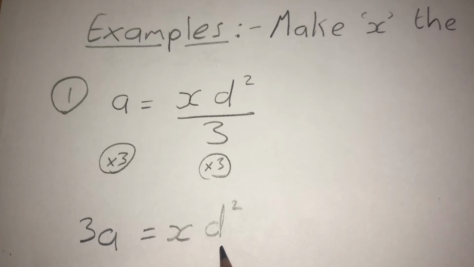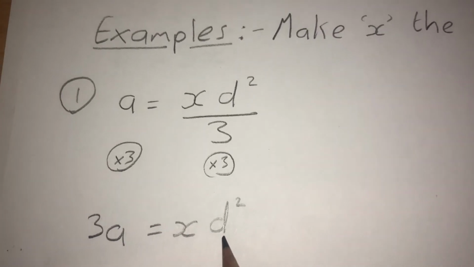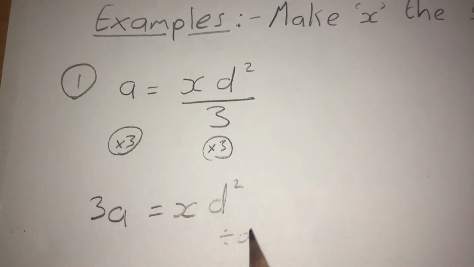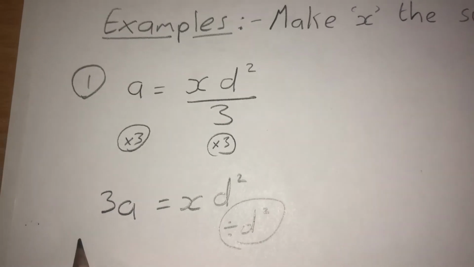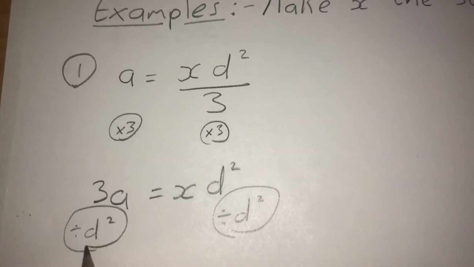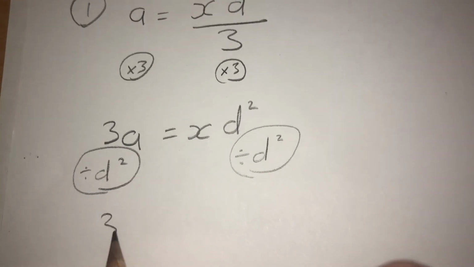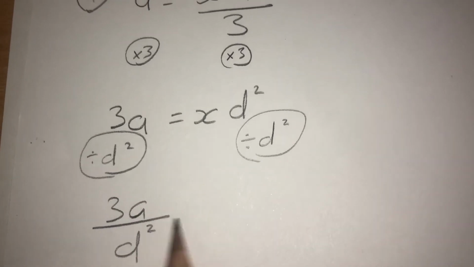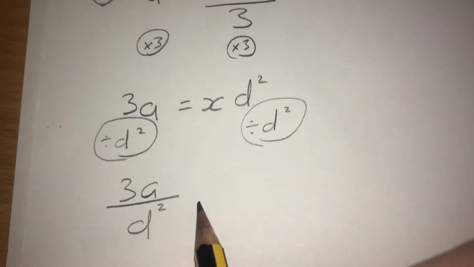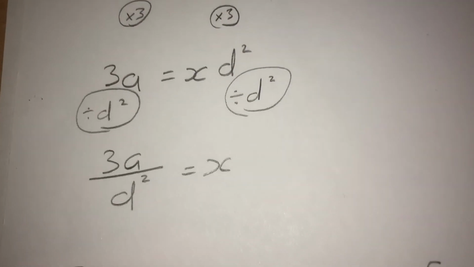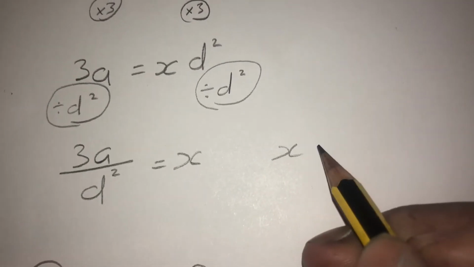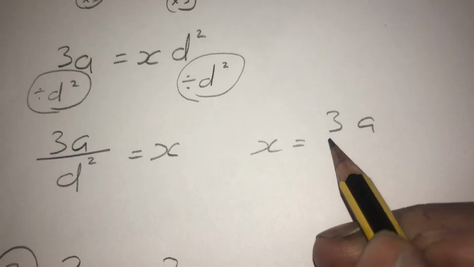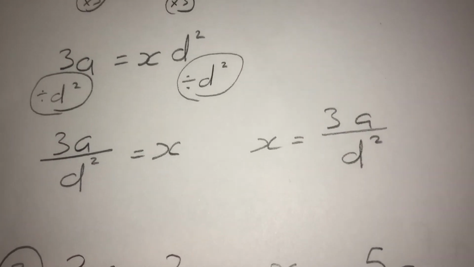So now what we need to do is to get rid of this d squared. This d squared is multiplying with the x over here, so to get rid of that we can just divide the whole right hand side by d squared, but remember we have to do the same to the left hand side also. So what we're left with is 3a over d squared, which means 3a divided by d squared, equals x. And now that we have x on its own, it's best practice, as pointed out before, to write it on the left hand side, so we just swap the left and the right hand side of the equation. So x equals 3a over d squared, okay?